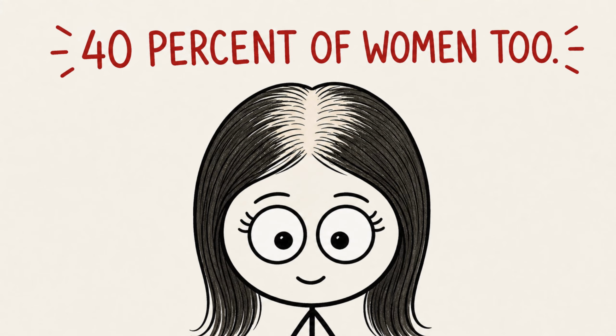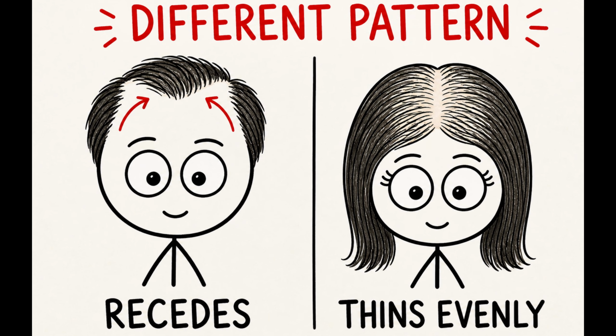But women lose hair too. About 40% of women experience visible hair loss by age 50. Female pattern baldness is different. Instead of receding, the hair thins all over, like a slow fade.